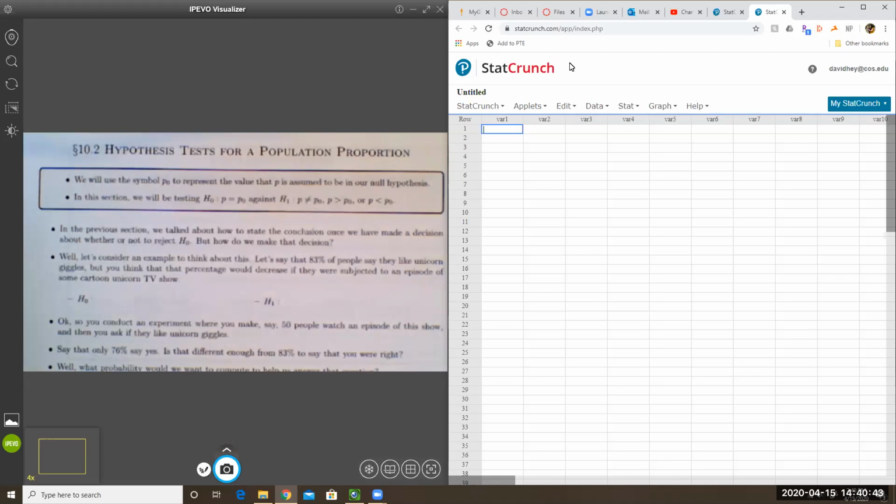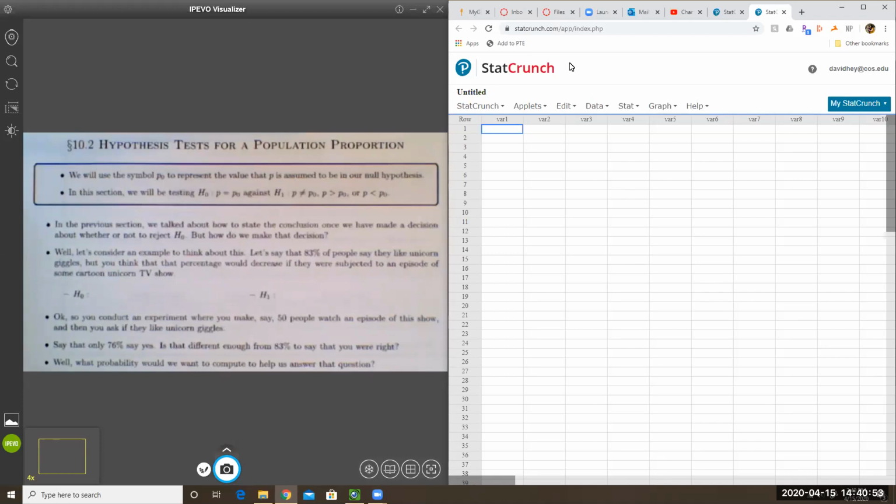So let's consider an example to think about this. Let's say that 83% of people say that they like unicorn giggles, our favorite subject. But you think that that percentage would decrease if they were subjected to an episode of some cartoon unicorn TV show, right? So maybe they're going to get annoyed by the unicorn giggles because of this kids show that they're forced to watch. So you guess that the proportion is actually less than 83% after they watch this show.